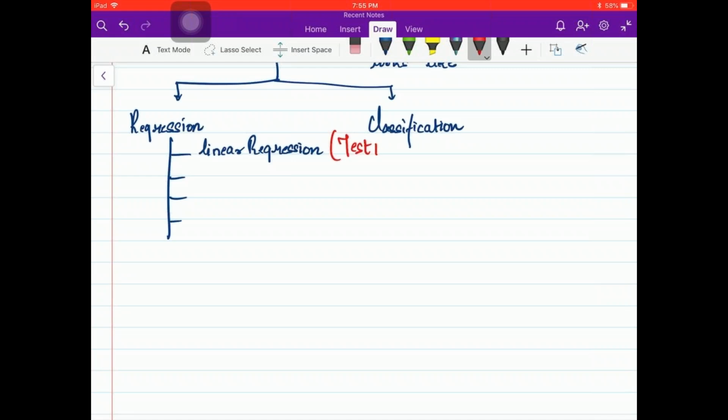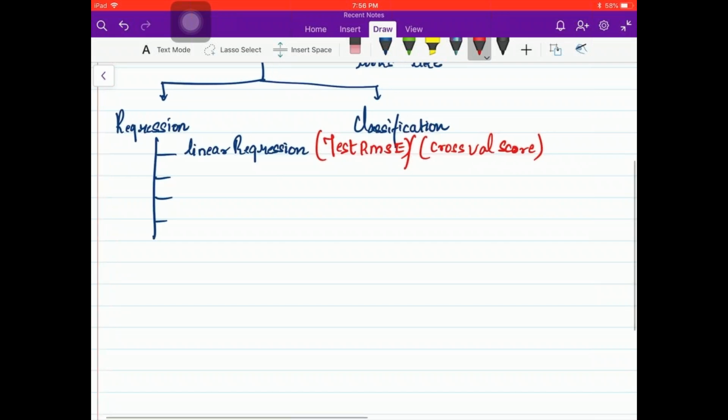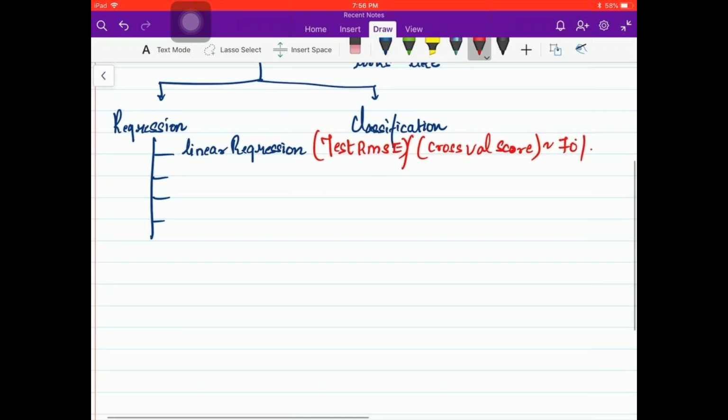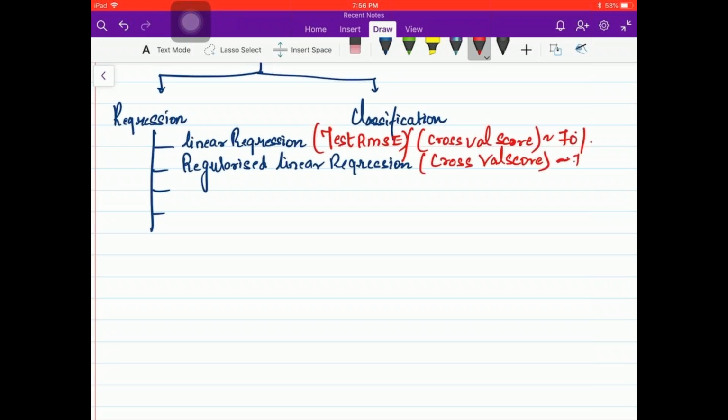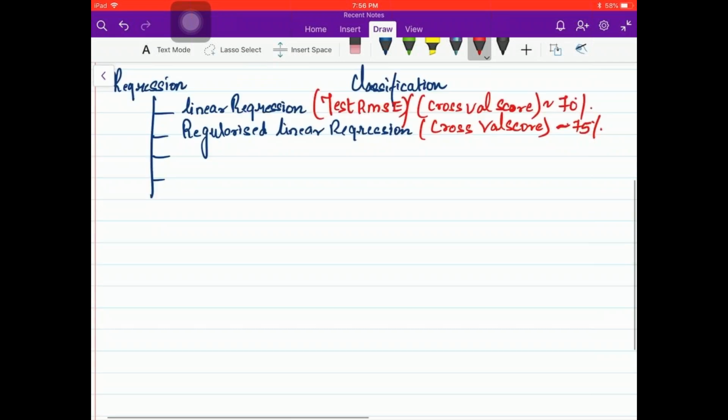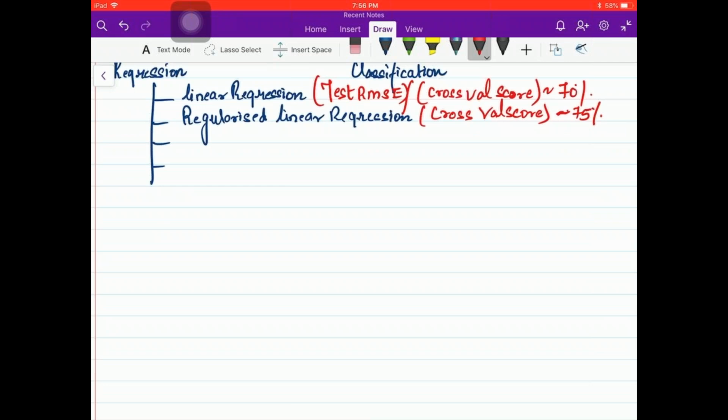See the test RMSE or cross validation score that we saw in the last class. Let's say it's around 70%. Next is to go for a regularized linear regression. See the cross val score. I'm not writing the test RMSE because it's essentially the same thing. Let's say it is 75%. Okay, so you're good till now. Now let's go to a non-linear model.